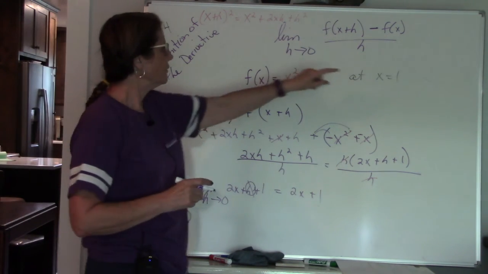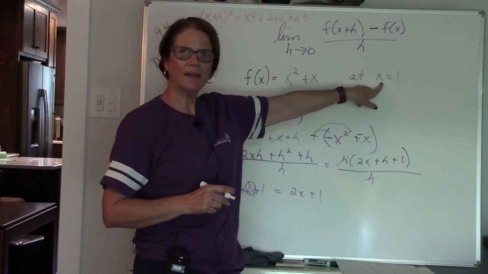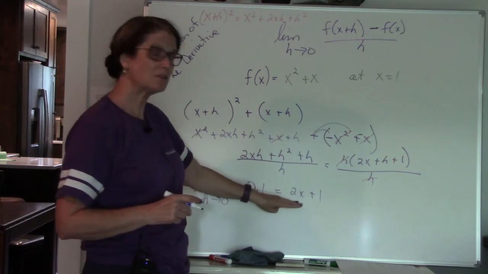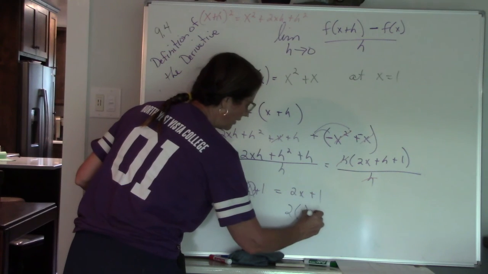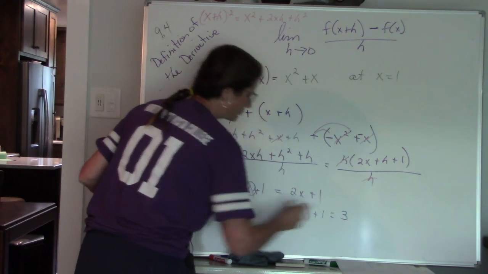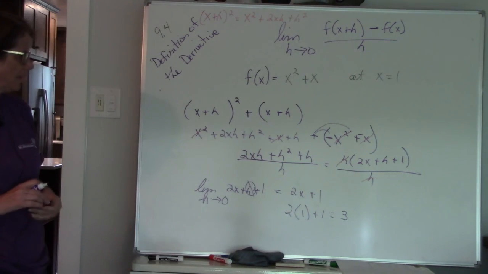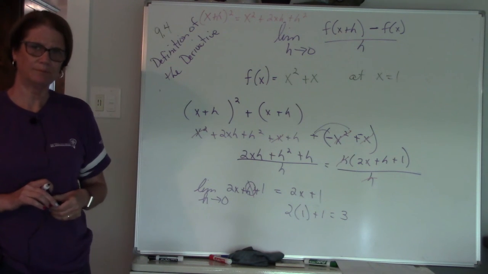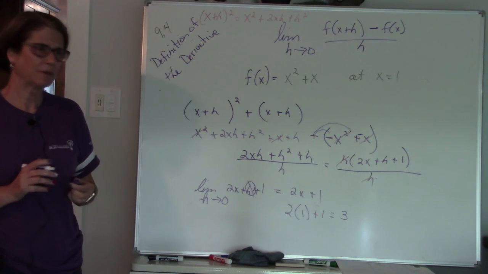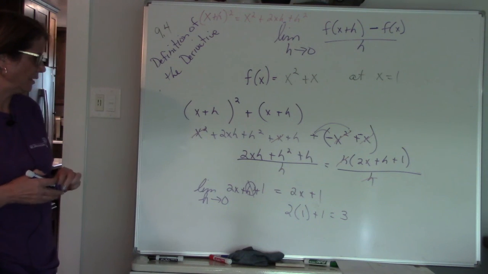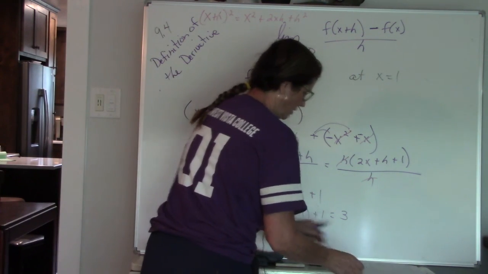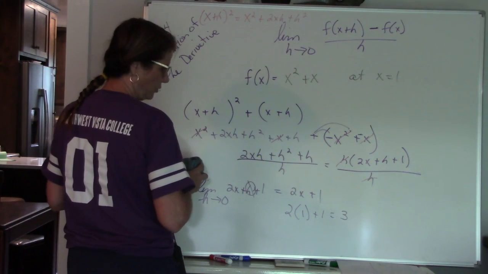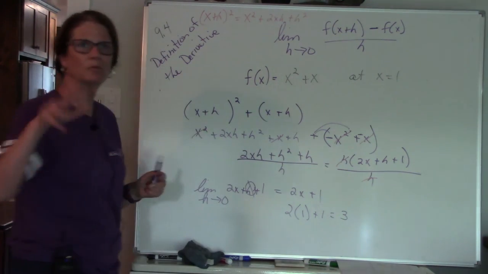Okay, now I wanted to know what's the slope at x equals 1. So here's my slope. All I'm going to do is take out my x, plug in 1, and my slope at x equals 1 is 3. That means it's a positive slope. Okay? All right. How about, let's find the equation. You know what, I'm going to stop there and we'll do another video.